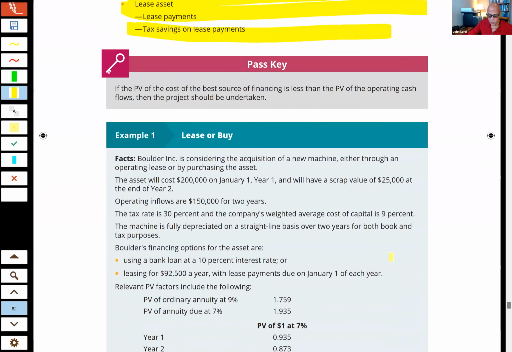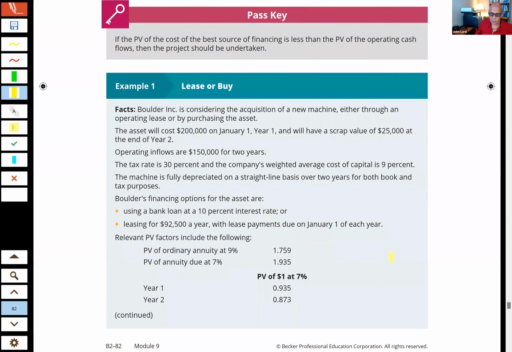So you come over and look at this fact pattern for the lease or buy. Okay, and let's just take a look at this. We've got Boulder considering the acquisition of a new machine, either through an operating lease or by purchasing the asset. The asset will cost $200,000 and have a scrap value of $25,000. Operating inflows are going to be $150,000 for 2 years. Tax rate is 30%, and the weighted average cost of capital is 9%.